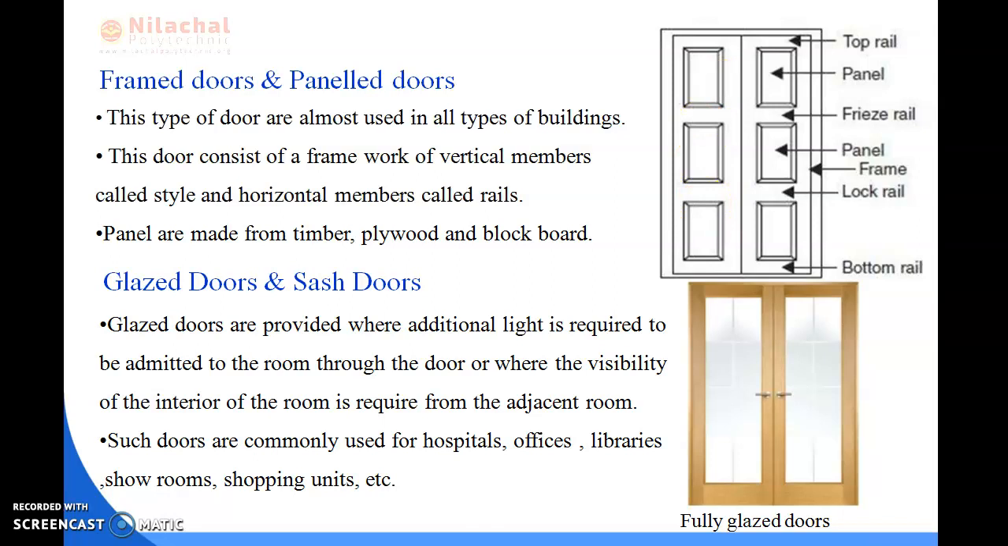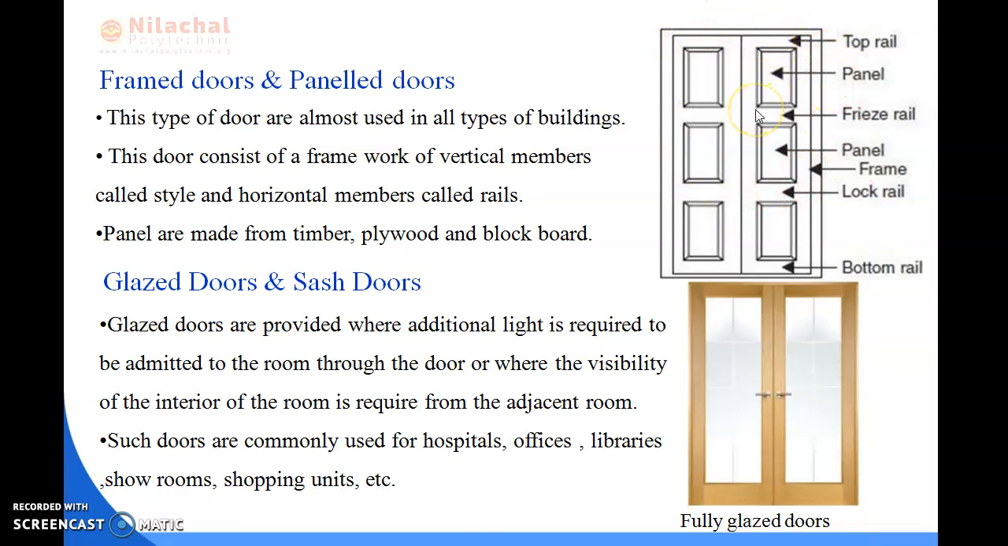Here I have already shown in the diagram. You can see here all of these are the panels. These six are all panels, and this is the top rail, this is a frieze rail, and this is a lock rail where we lock the system, and this is the bottom rail. These all make up a frame door and panel door.